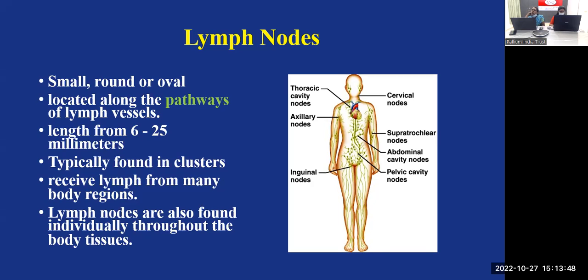They look like a small round or oval shape, located along the pathways of lymph vessels. In between the lymph vessels, the lymph nodes will be located, and they are 6 to 25 millimeters in length, typically found in clusters, receiving lymph fluid from many regions. As I already said, the body contains a lot of lymph nodes all over.